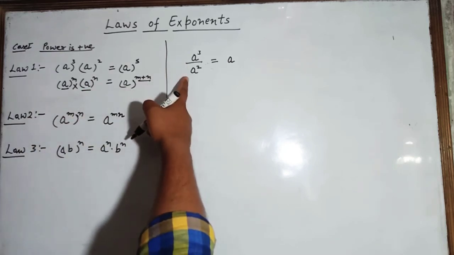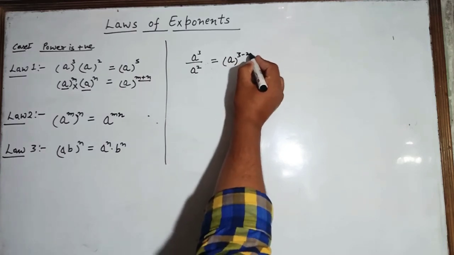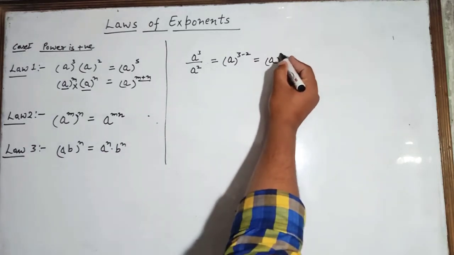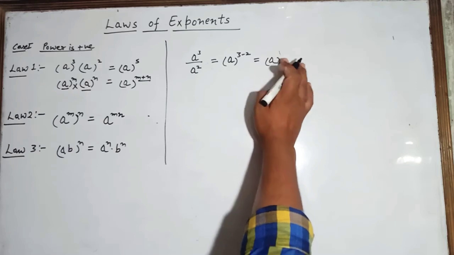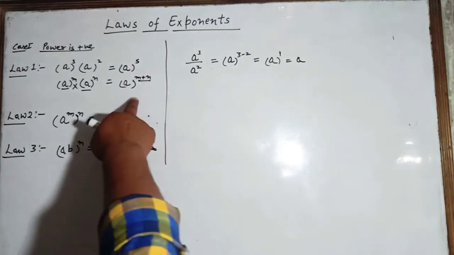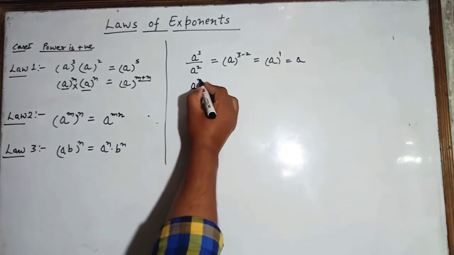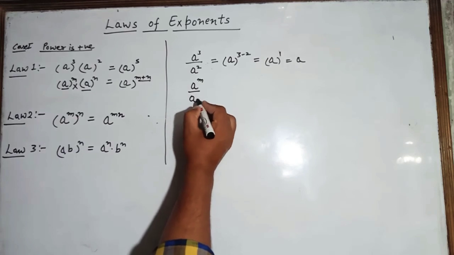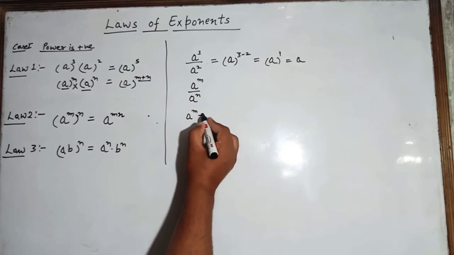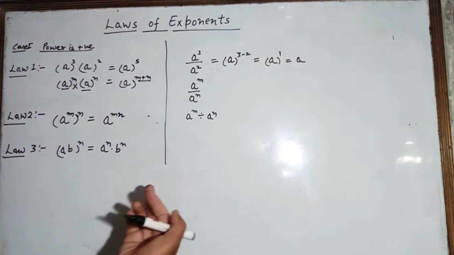So in division it will be a to the power, we will subtract, 3 minus 2, which means 1. It will be a to the power 1, or you can simply write it as a. Symbolically, we can write it as a to the power m divided by a to the power n, or you can also write it like this.